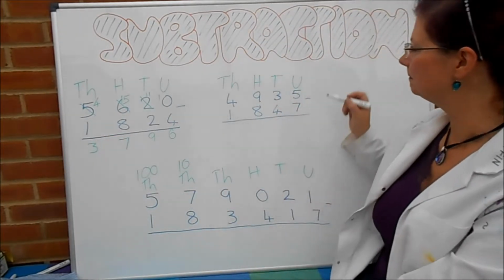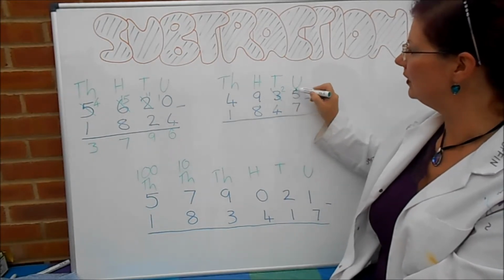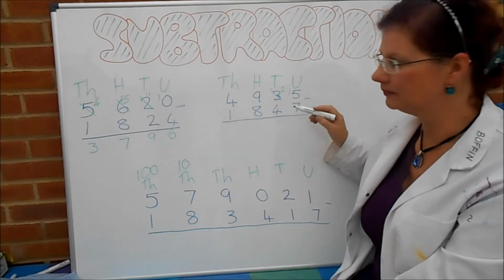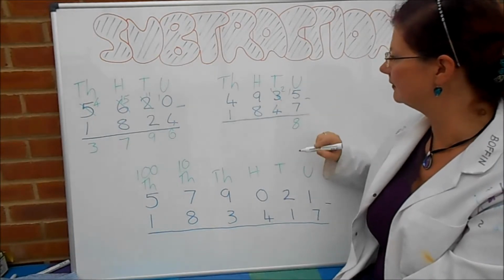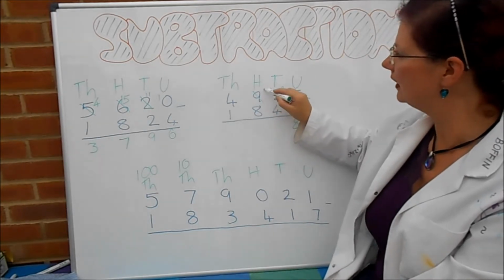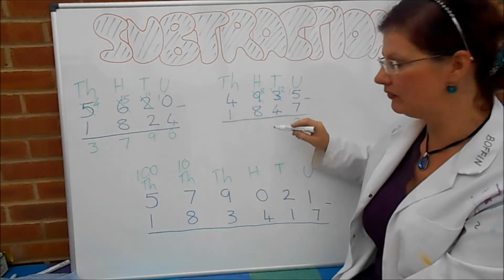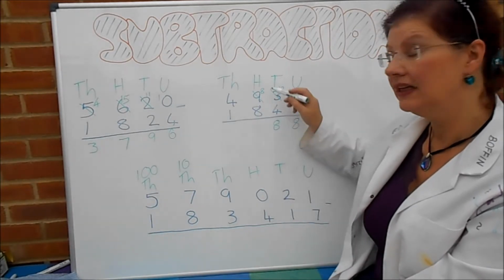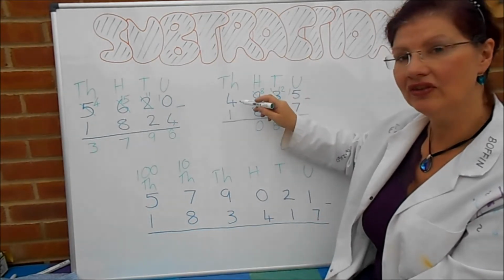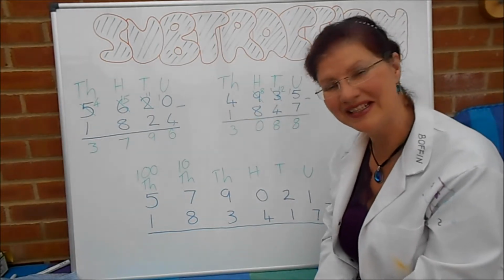3,796. Next one. 5 take away 7, can't do it, unpack one. 2 there and 15 in the units. 15 take away 7, that's 8. And then 2 take away 4, can't do it, unpack one. Leaves us with 8 in the hundreds and 12 in the tens. 12 take away 4, that's another 8. In the hundreds we have 8 take away 8, that's 0. And in the thousands 4 take away 1, that's 3. 3,088. I hope you got those.